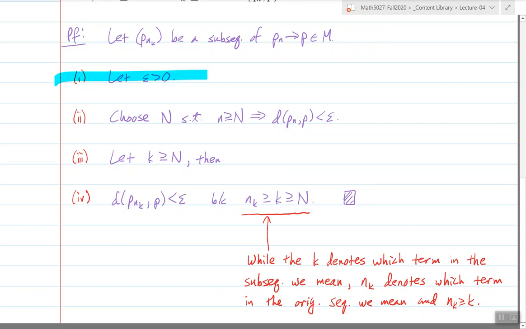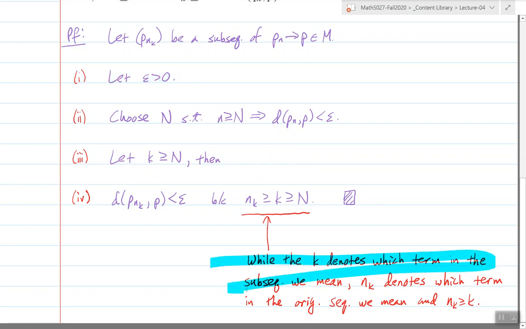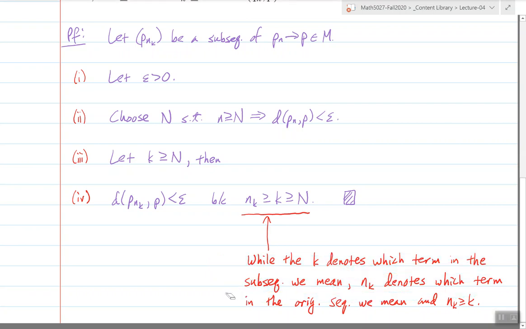The first and third steps of a proof based on the definition of convergence are always the same. Let epsilon be greater than 0. But now instead of let n be greater than or equal to N, in the third step you write let k be greater than or equal to N, because k is the index that denotes the term of the subsequence you're talking about. All right, so that's kind of key.